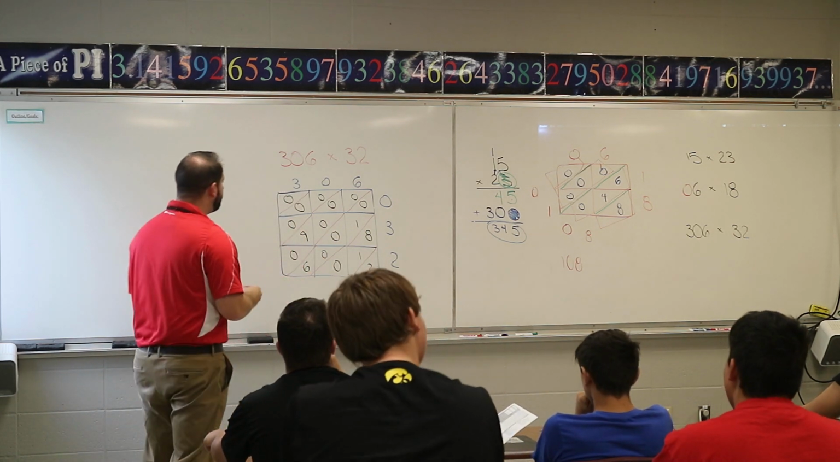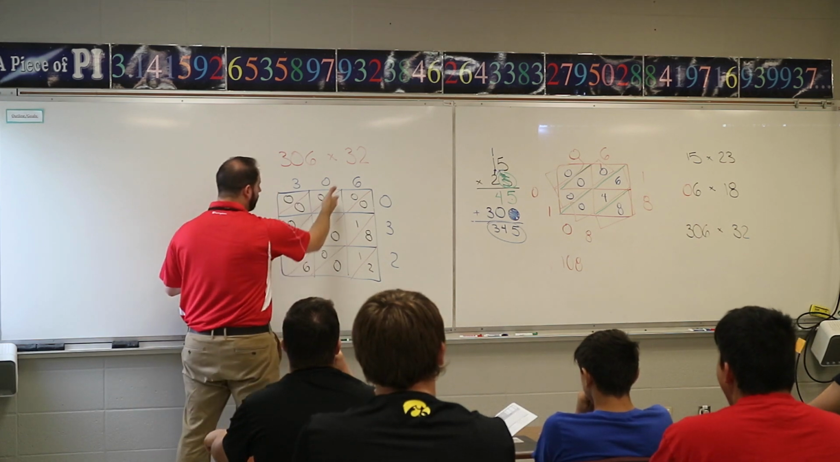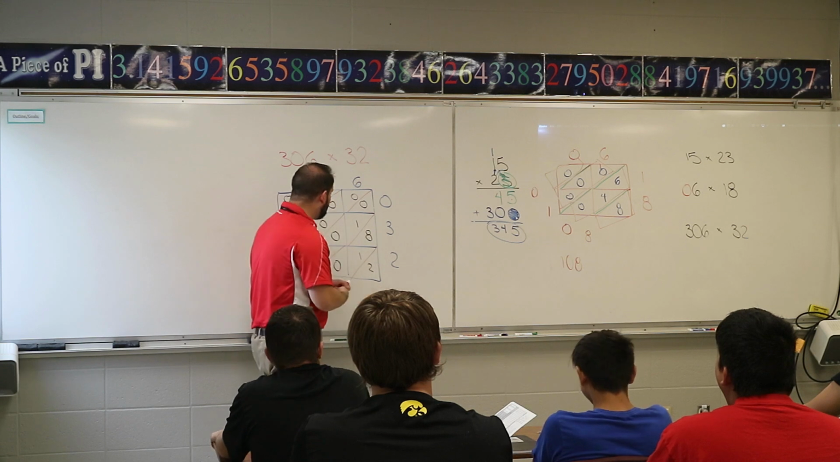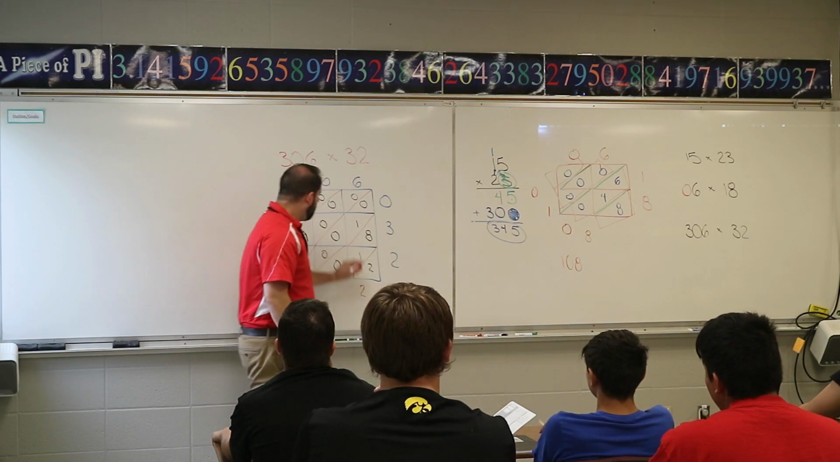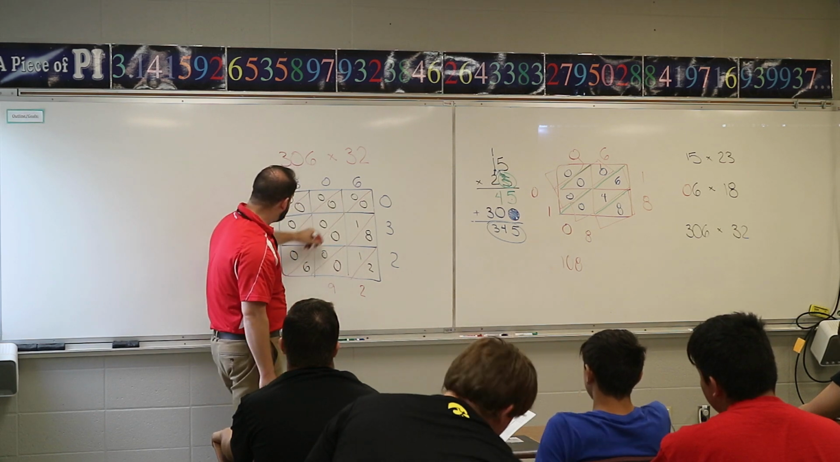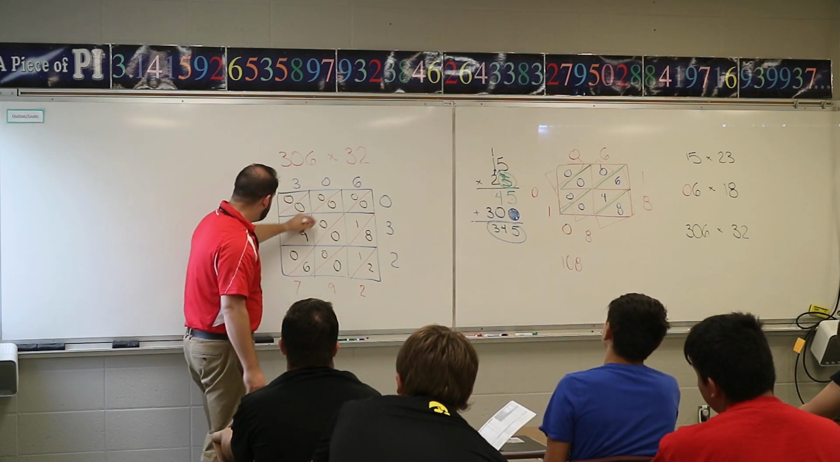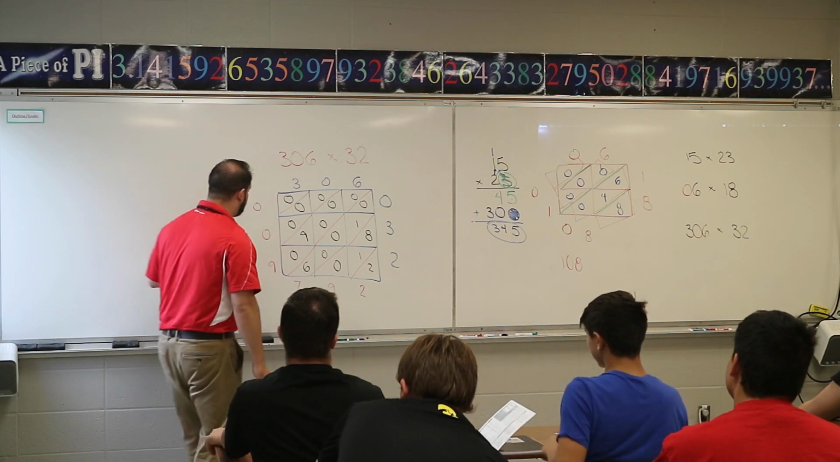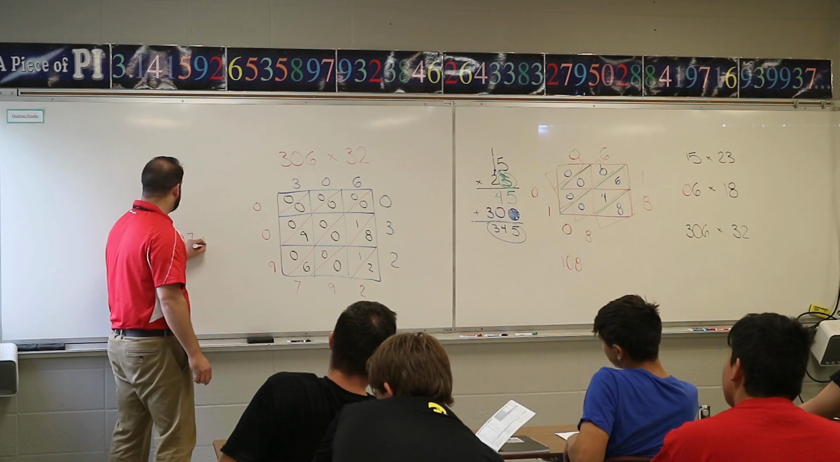Now, all we need to do is add the diagonals, and that will give us our answer. So the last number at the bottom is a 2. This next diagonal adds up to be 9, because that's 8. This adds up to be 7. This adds up to 9. That's a 0, and that's a 0. So your answer should be 9,792.